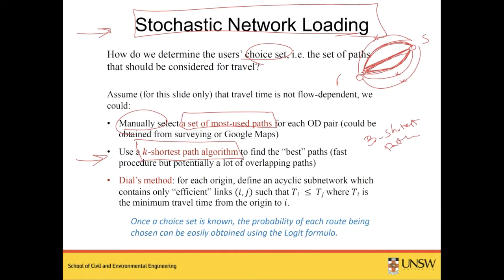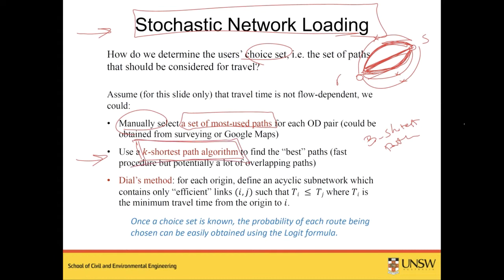So I try to find the best shortest path, the second best shortest path, and the third best shortest path. And then I would say, I'm going to limit my path choice. I'm going to limit my choice set between each OD to only 3 possible paths. So I don't need to calculate all those probabilities for all the possible paths. So that would be called the K shortest path algorithm.